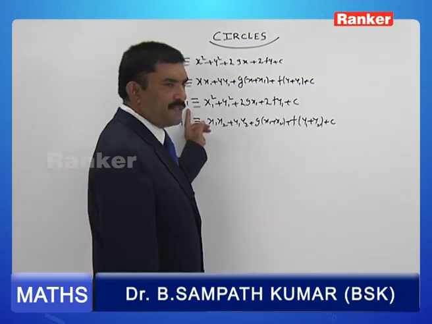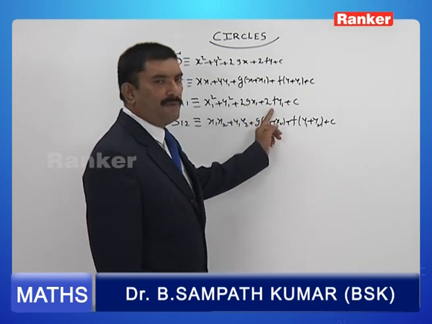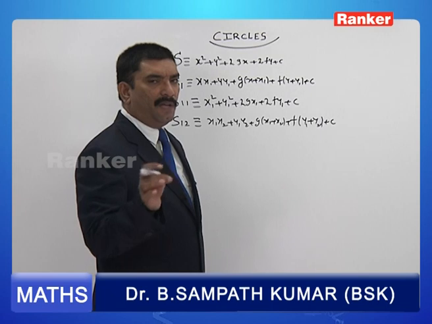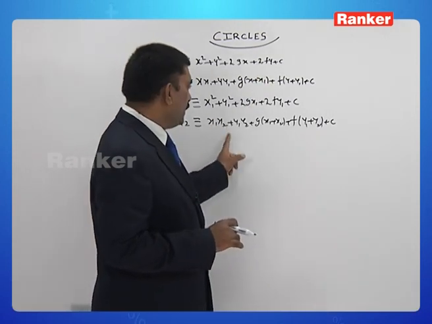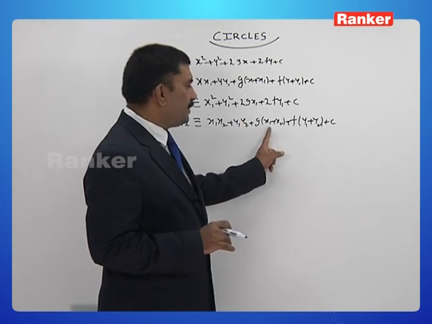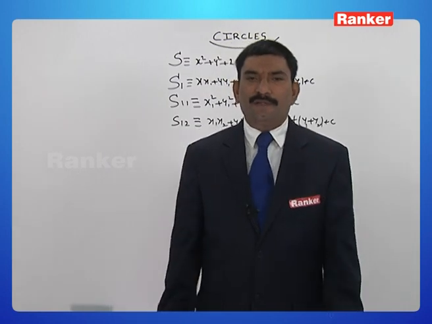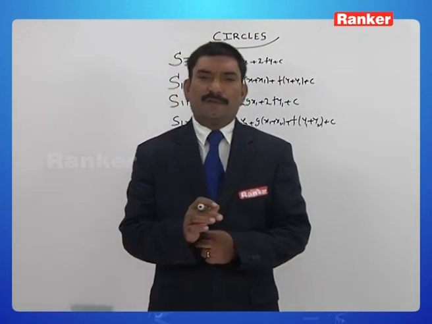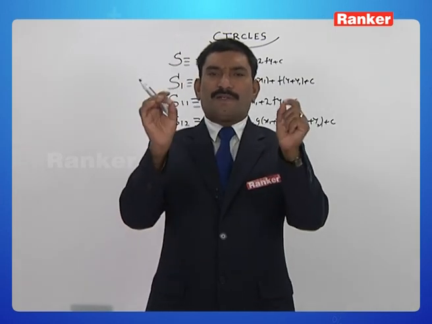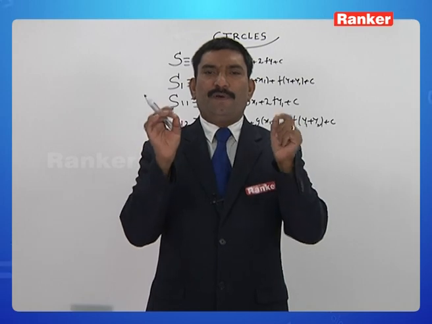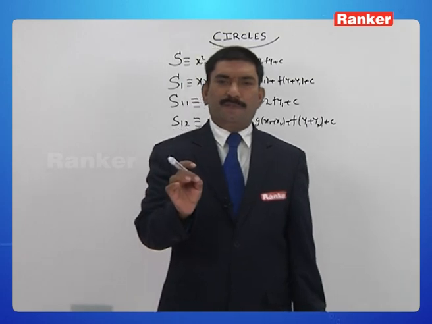Now look here, this is S11. This is nothing but x1 square plus y1 square plus 2gx1 plus 2fy1 plus c, substituting a point in the circle equation. Now S12 is x1 x2 plus y1 y2 plus g into x1 plus x2, plus f into y1 plus y2. After knowing these notations, we shall move on to understand the position of a point with respect to a circle.